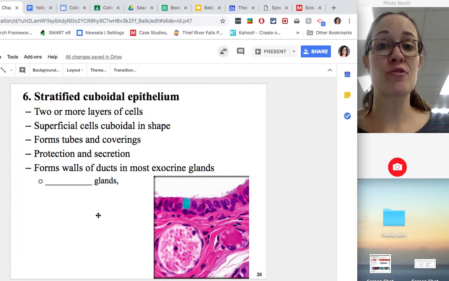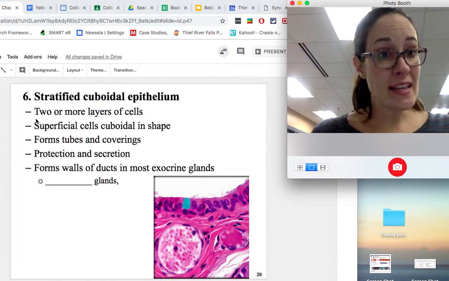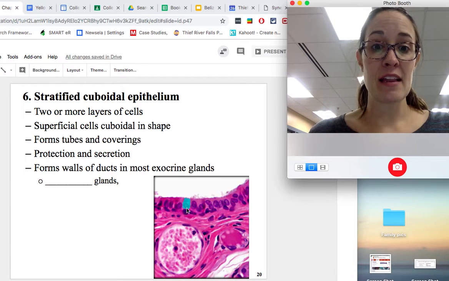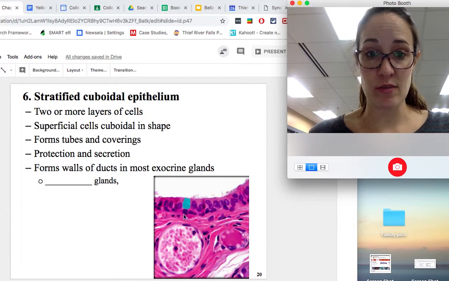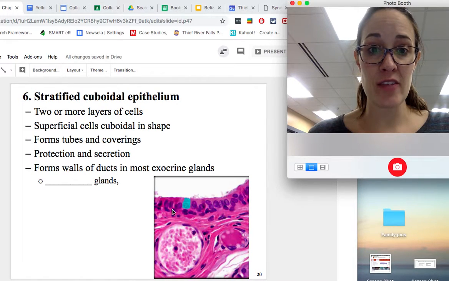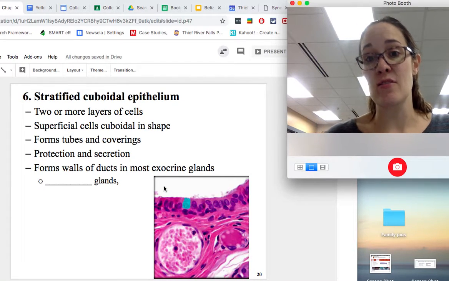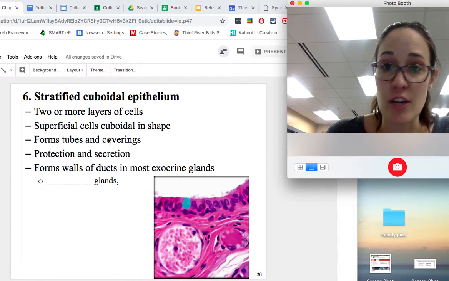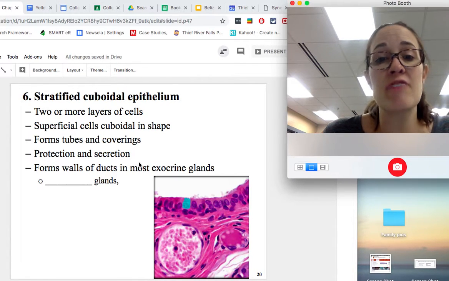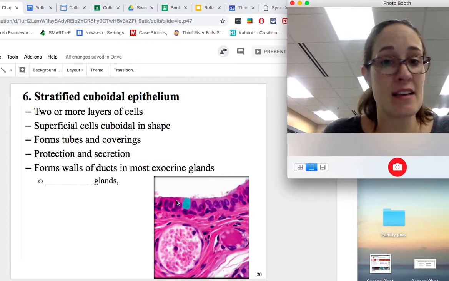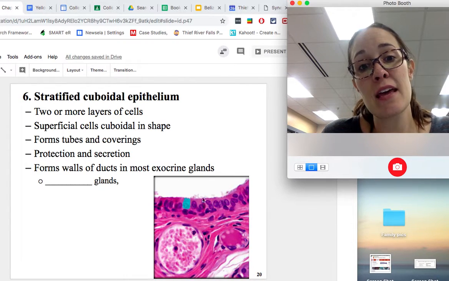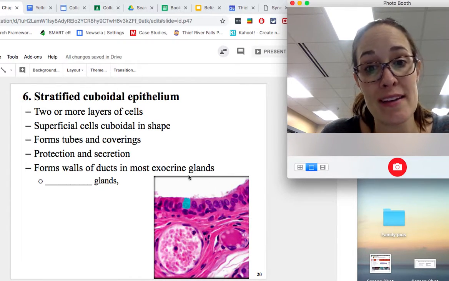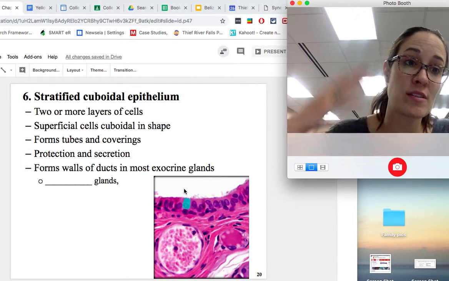The next type is stratified cuboidal. It has many layers of cube-like cells. Highlighted here is one of those cells, so it's actually this entire area right here. You can see here's a nucleus, there's a nucleus, there's a nucleus. So there are two layers of nuclei that you can see. It forms tubes and coverings, and it's involved in secretion and protection. The best example is sweat glands. These cuboidal cells release sweat into a lumen, or the outside of an area.